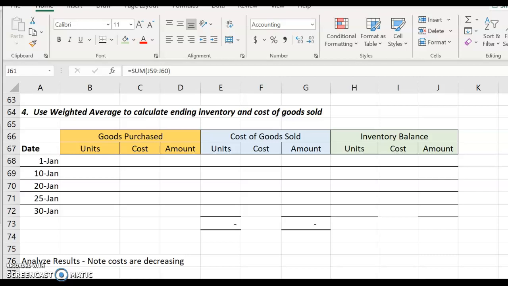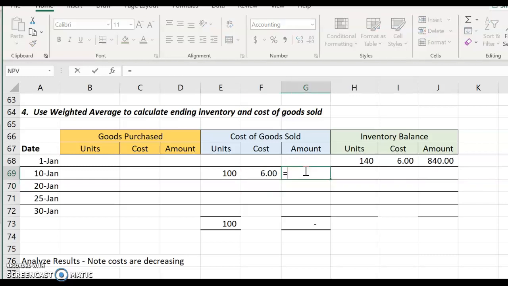Let's turn to page 221 and work through exercise 5-3 using the weighted average costing method. Please have your books open. We have 140 units in our beginning inventory at $6. On January 10th, we have a sale of 100 units. And again, in all methods, this was the same because we only have one layer of inventory. So it's the $6 layer.